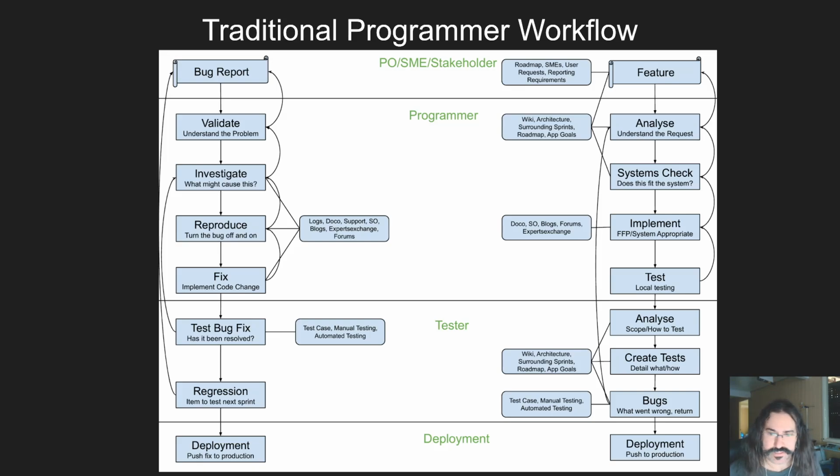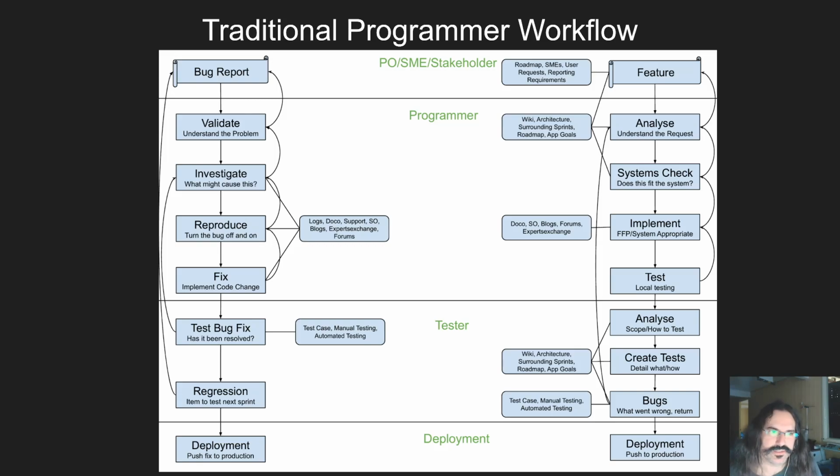They'll go to a tester who will then need to analyse it themselves to understand the scope of it, work out how they're going to test it. They're going to use probably the same tools as well. There's really going to be the wikis, the architecture, the surrounding sprints, the roadmap, application goals. They'll create the tests detailing what and how they test it. Then if there's problems, they'll log bugs about what went wrong. They'll be using their test cases, manual testing, automated testing like they would with a bug. And then finally, it goes to deployment.